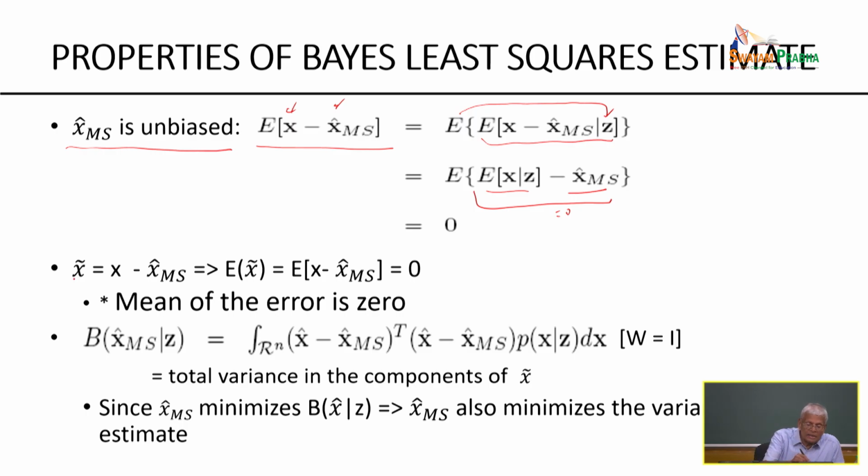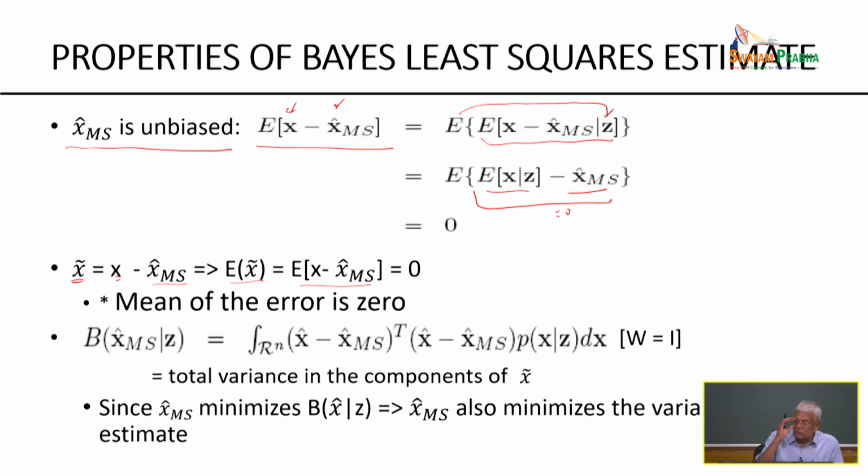Now, the error is equal to x minus x hat MS, where x hat MS is the mean square estimate. The actual value minus the estimate is the error. That implies the expected value of the error is also equal to 0, because we just showed that the estimate is unbiased. The mean of the error is 0.